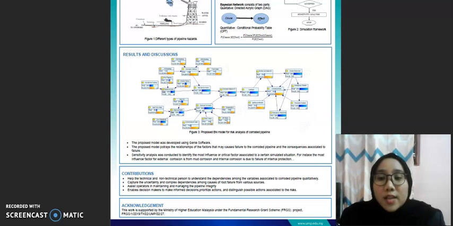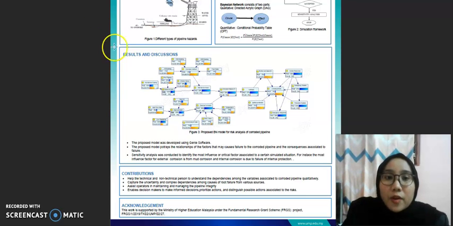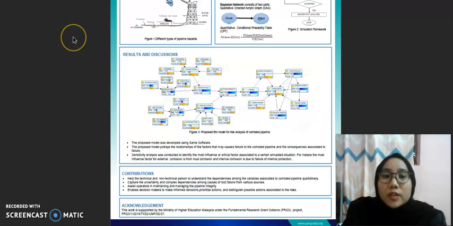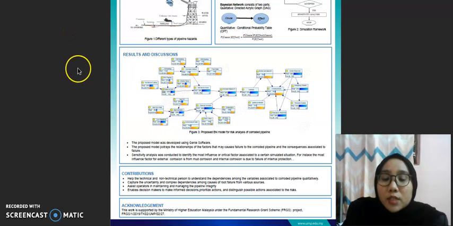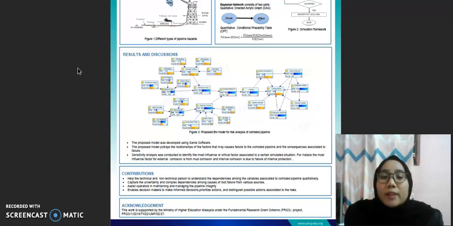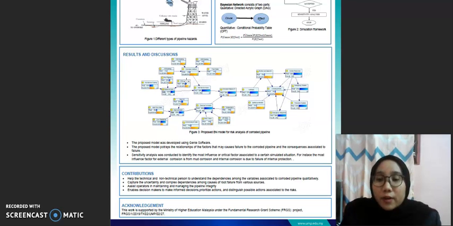Okay, so let's continue with the results and discussion. The proposed model was developed by using the Genie software. The proposed model portrays the relationship of the factors that may cause failure to the corroded pipeline and the consequence associated with the failure. So we take internal corrosion and external corrosion as the major factors that can cause the failure to the corroded pipeline, and then if corrosion occurs, leakage will occur in the pipeline.